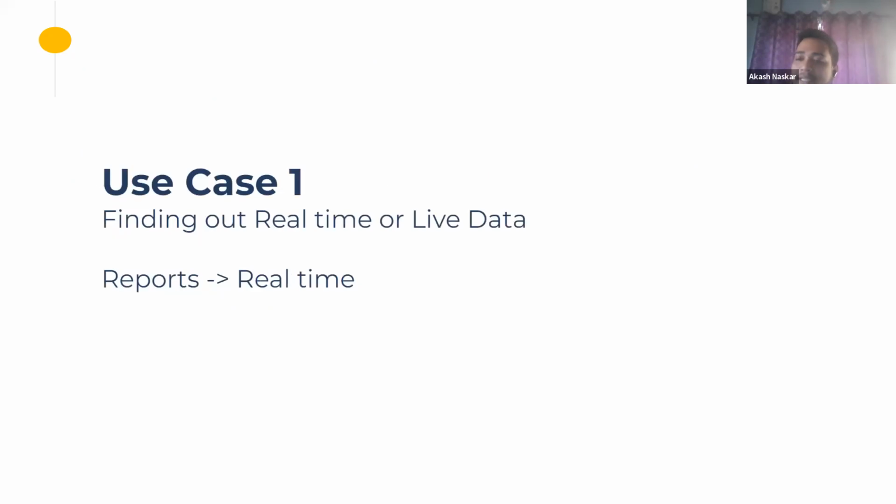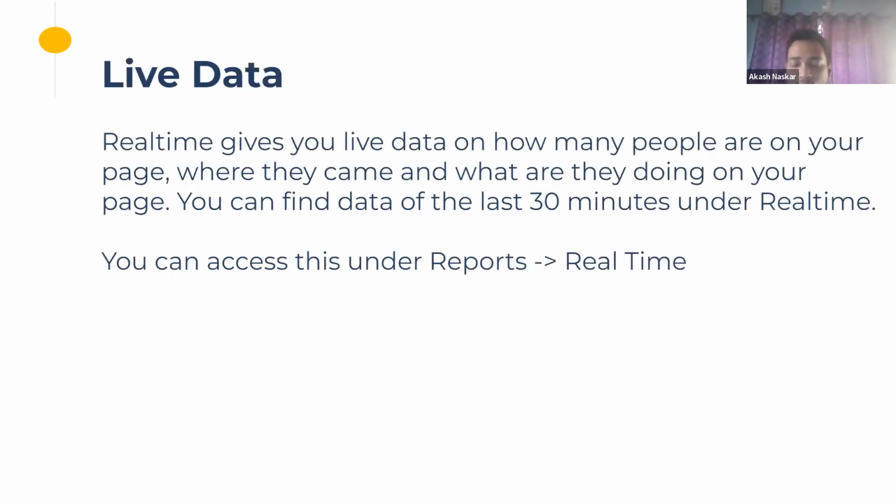Now, what does real-time data signify? In a very simple sense, it signifies the number of users that are on your website currently. That is what real-time means. So how does Google Analytics show us this data? It gives us the number of users on our website in the last 30 minutes. This is the time limit set by Google Analytics. It is not 10 minutes, not 15 minutes, not 1 hour, it is 30 minutes.